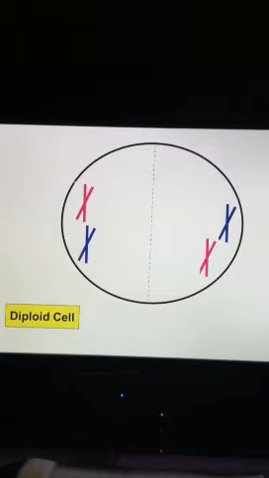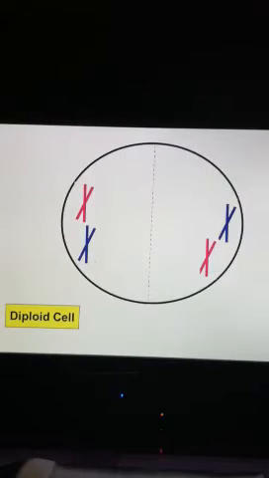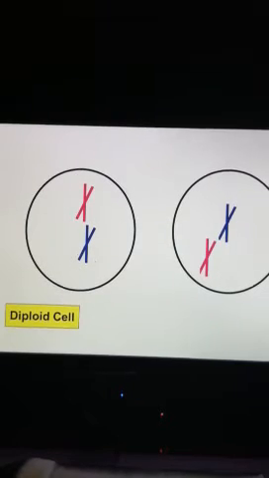So now we actually have taken matching chromosomes. Remember, this one has all the same characteristics as this one. So now we've separated them to opposite sides of the cell. And now we end up with two cells.